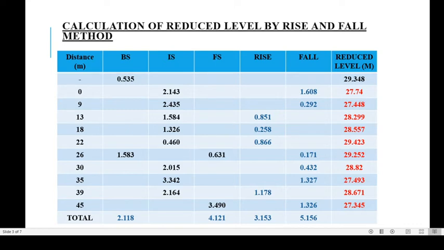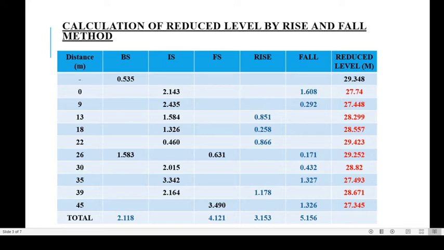If it is a fall value, we will subtract it from the reduced level, and if it is a rise value, we will add with the reduced level. So in this way we will calculate the reduced level. The values which have been calculated have been marked in red, and those values which were given have been marked as black. And rise and fall values have been calculated, and the values have been marked as blue.